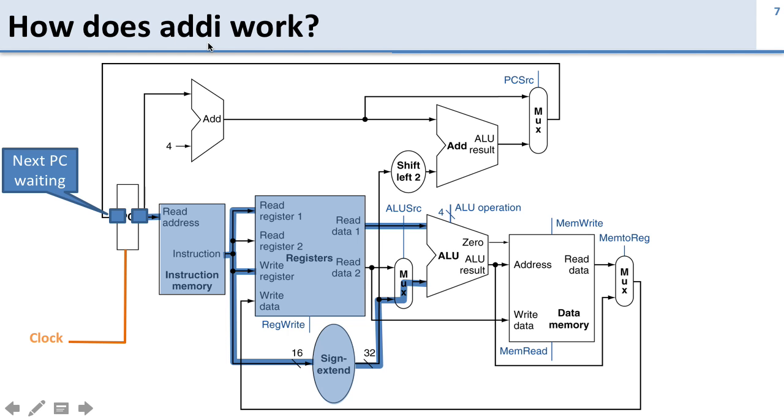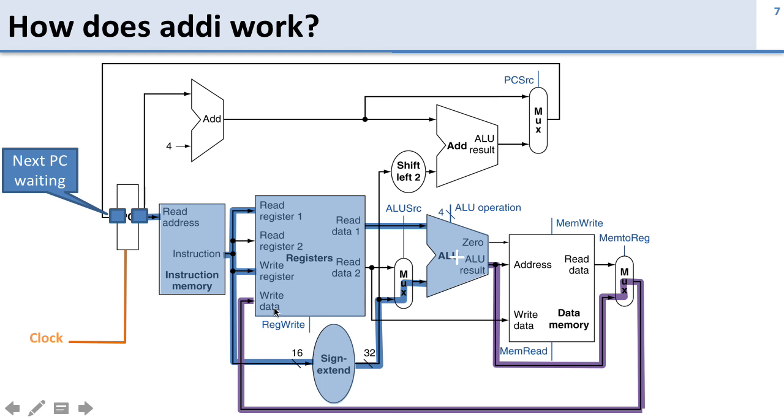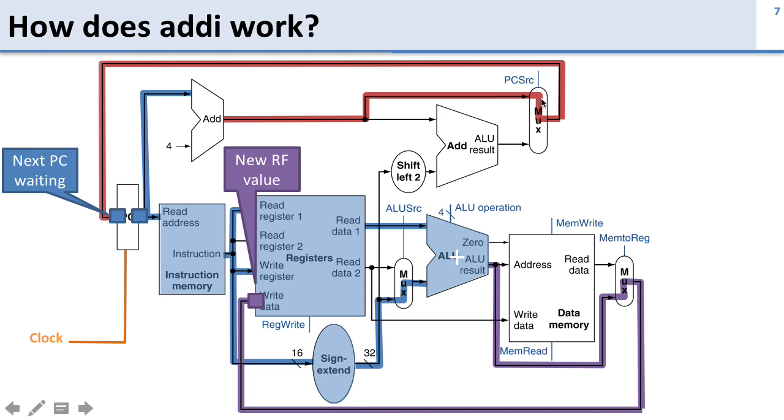Because we're looking at an addi instruction. So this is an I-type instruction. We're going to use an immediate. In this case, the ALU is going to do an addition. Take the result of that addition. We're going to put it back to write into the register file. Now, this new register file value is waiting here. What happens is, at the same time, we're taking our current PC, we're going to add 4 to it, and we're going to send it around here, so we have the new PC waiting at the PC register.